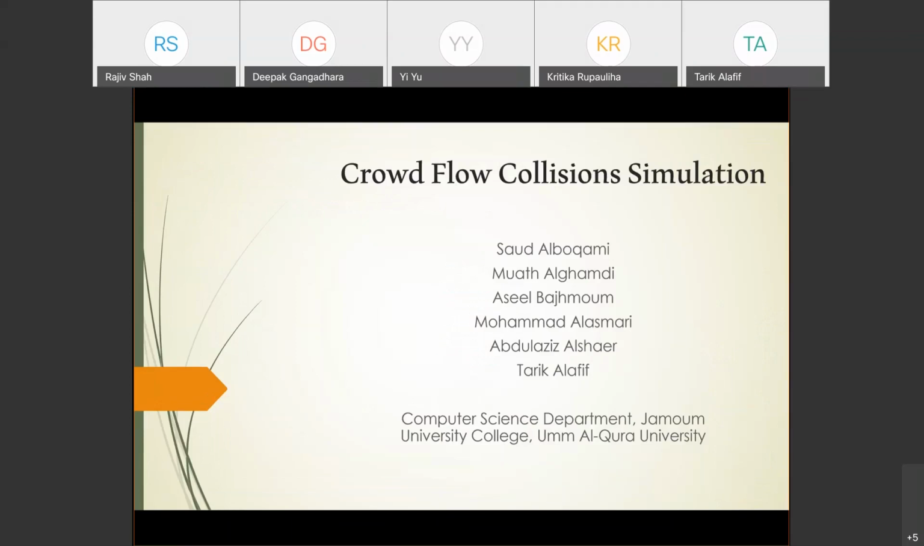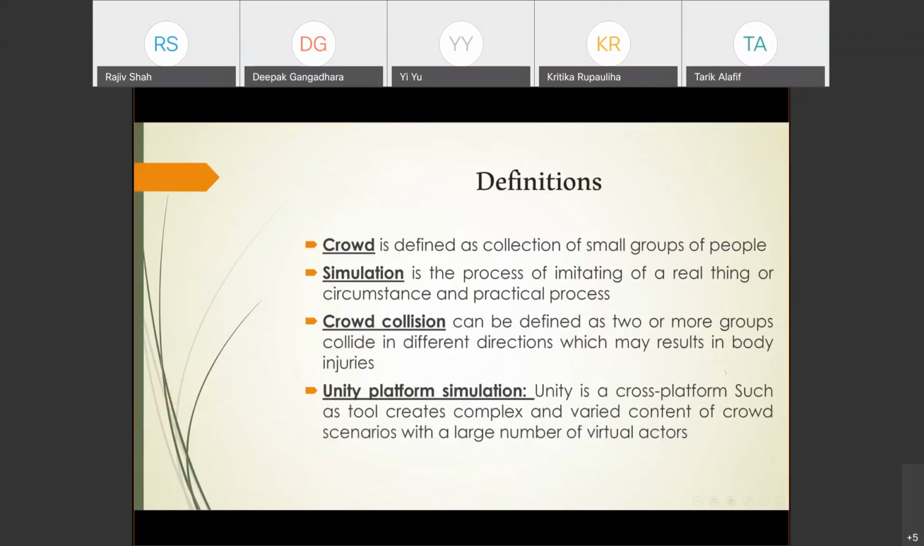I'm presenting my undergraduate students' project on crowd flow collision simulation. Okay, before we get to the work done by the students, I want to show you some definitions.